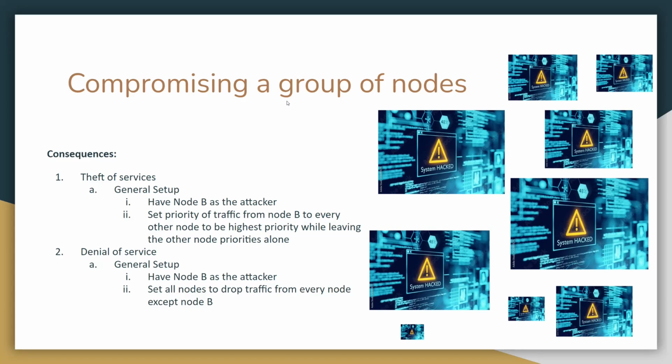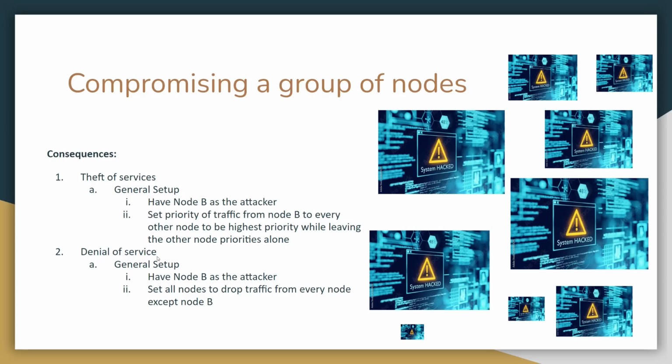For our third attack, or third group of attacks, we have compromising a group of nodes. The consequences of this attack concern a theft of services and a denial of service. The general setup of the theft of services portion of this attack would have node B as an attacking node, and then we'd set the priority of traffic from node B to every other node to be the highest priority while leaving the other node priorities alone, so somewhat similar to the last attack.